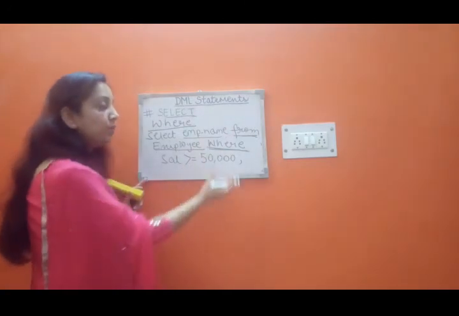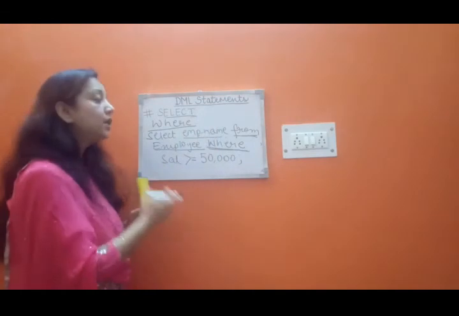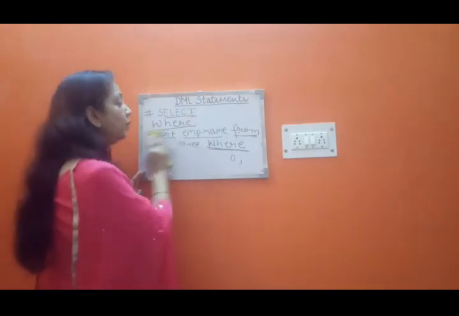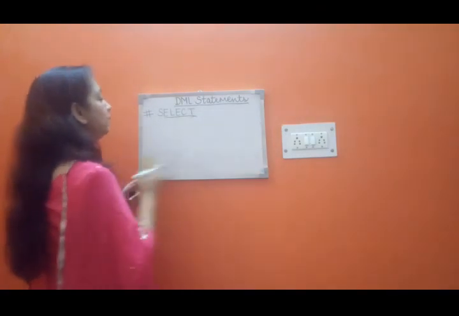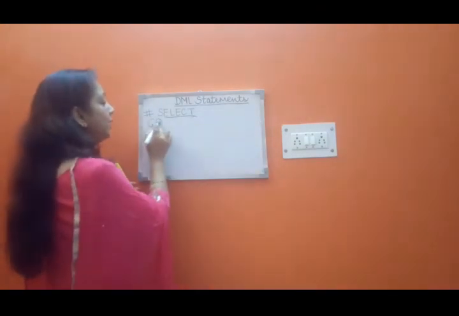So it will show me the records of all those employees whose salary is greater than or equal to 50,000. Next, we will talk of the group by clause.